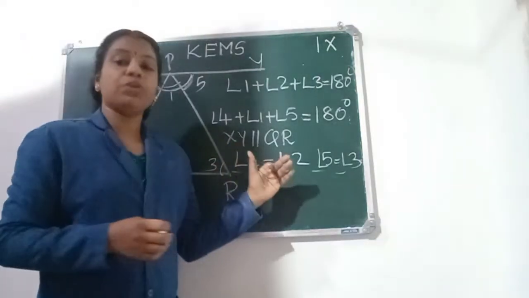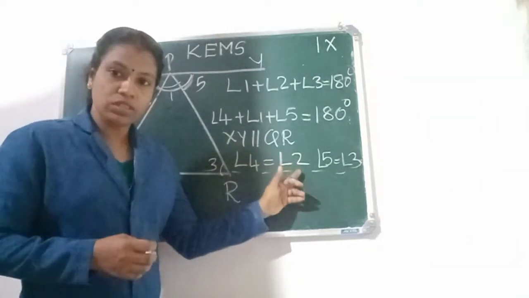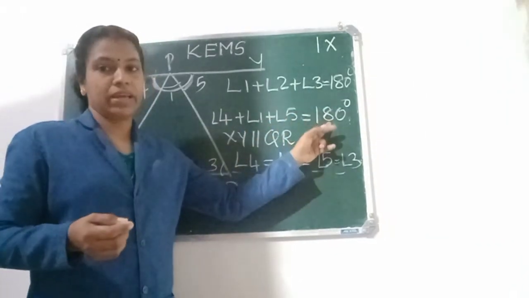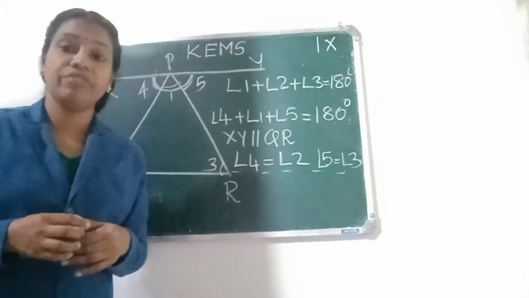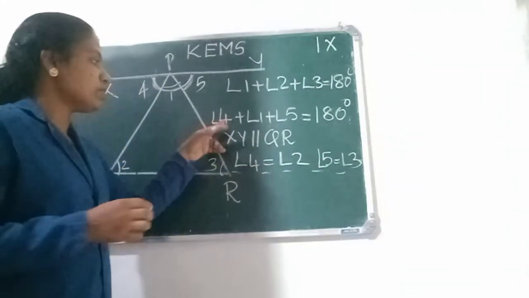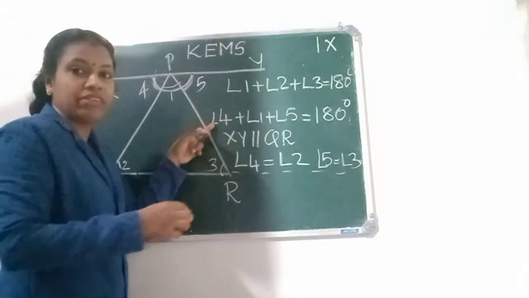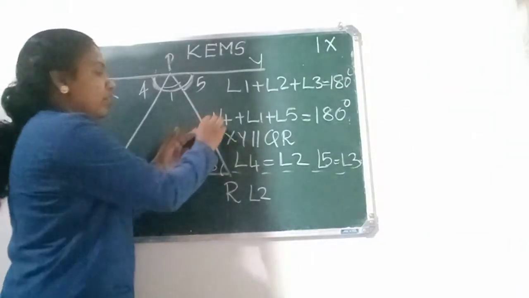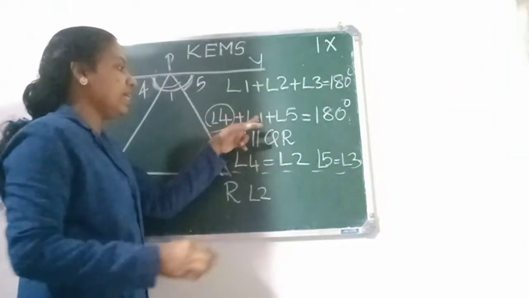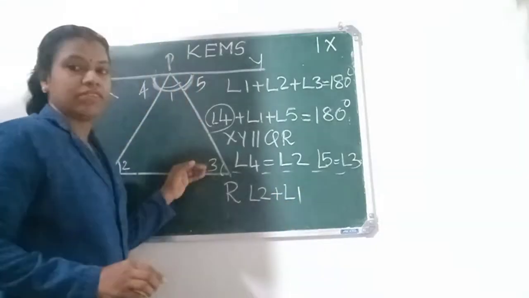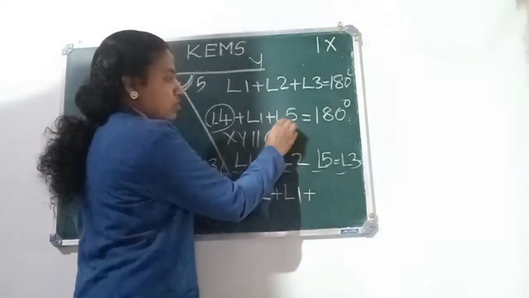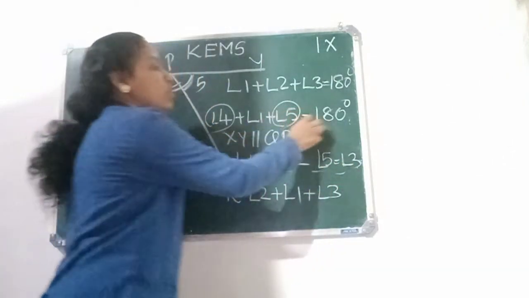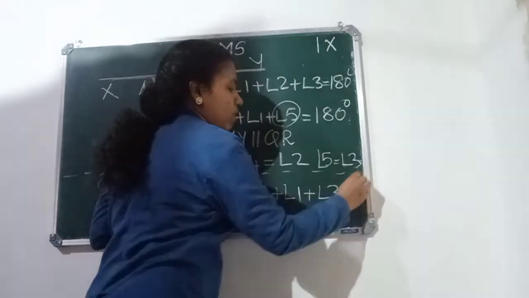Now, substituting the values of angle 4 and angle 5 in the linear pair equation. Instead of angle 4, we put angle 2. Then the next angle, angle 1 itself. Then the third angle, instead of angle 5, put angle 3, equal to the linear pair, 180 degrees.